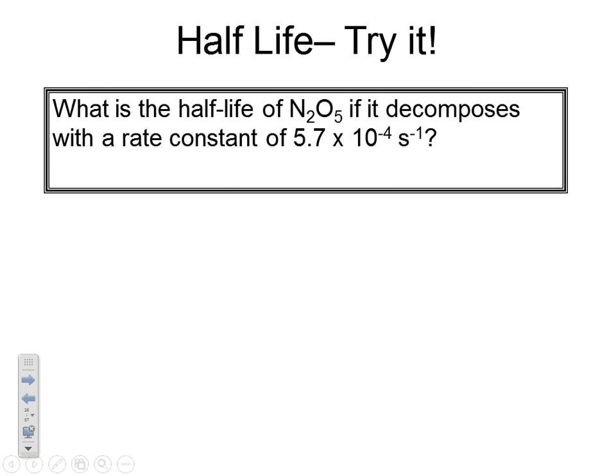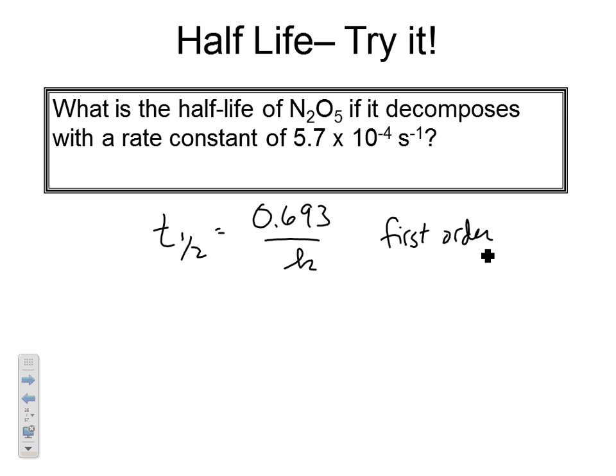So just a half-life problem. What is the half-life of N2O5 if it decomposes with the rate constant of 5.7 times 10 to the negative 4th seconds to the negative 1st? Again, we have the equation that's on our reference table. T1/2 is equal to 0.693 over k, but this is only true for first order reactions. It's different for second order. So how do we know that we're allowed to use this for this particular problem? How do we know that this problem is telling us that it's a first order reaction? Hopefully you feel comfortable. Boom, there it is. First order units for k.